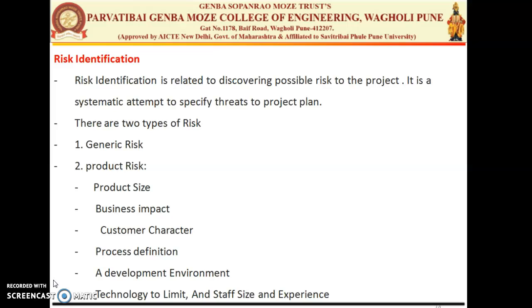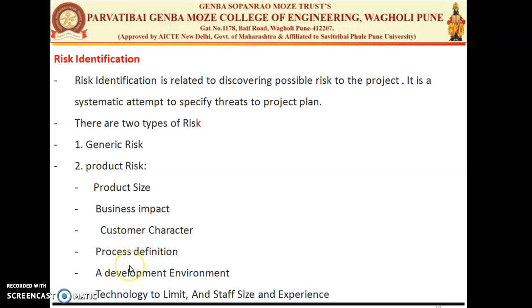That means the different factors will affect the project risk. So what are the different factors? Such as the product size, business impact, customer characteristics, process definition, development environment, technology to the limit, and staff experience and size. So the project plan and the software statement of scope are examined to find out the threats due to some specific characteristics. So here is a checklist depending on which the risk can occur to a software product.